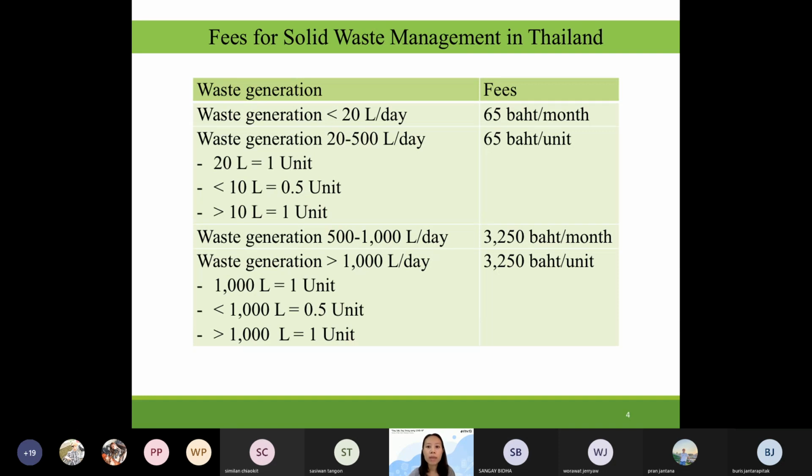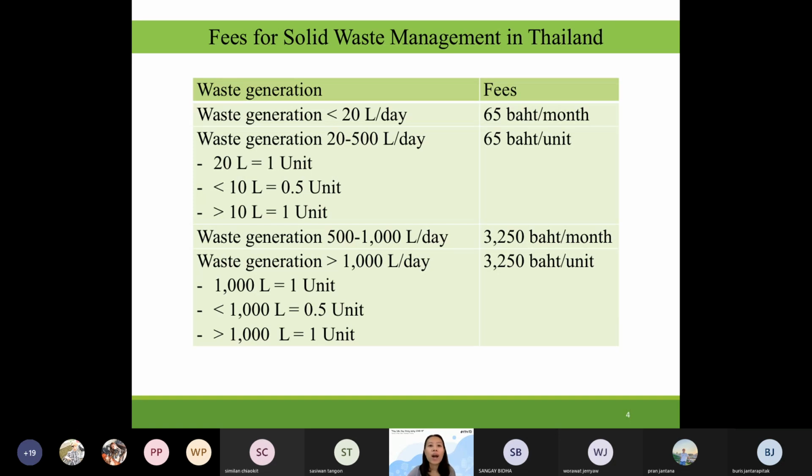Like 20 baht per unit or 50 baht per unit, something like that. And if you generate more than 1,000 liters per day, they also calculate in terms of the unit, about 3 to 50 baht per unit, right? This is too cheap for what we have to pay for waste management in Thailand.